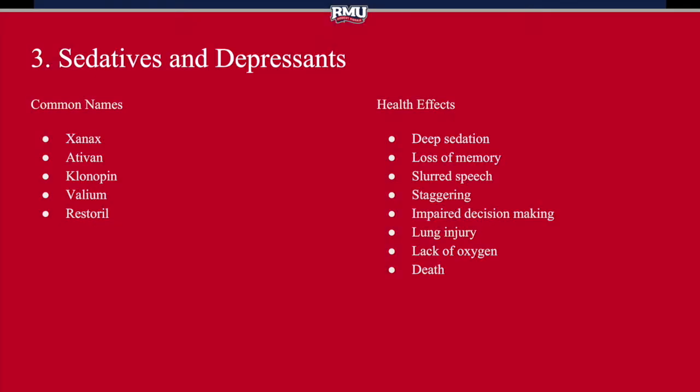We've talked a bit about stimulants or uppers. Now let's talk about sedatives or downers. Sedatives and depressants are often prescribed to patients but have been known to be misused or created synthetically. Sedatives and depressants can have various effects on people, including deep sedation, loss of memory, slurred speech, staggering, impaired decision-making, lung injury, lack of oxygen, and death.